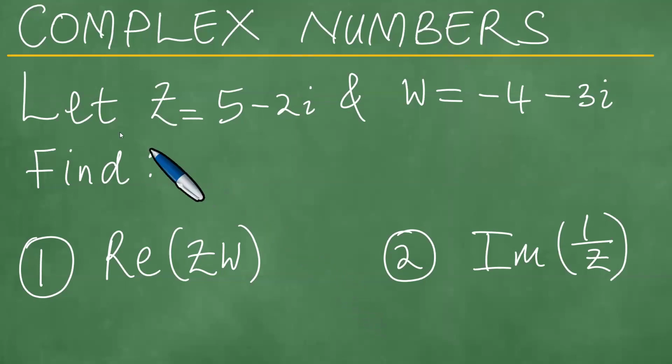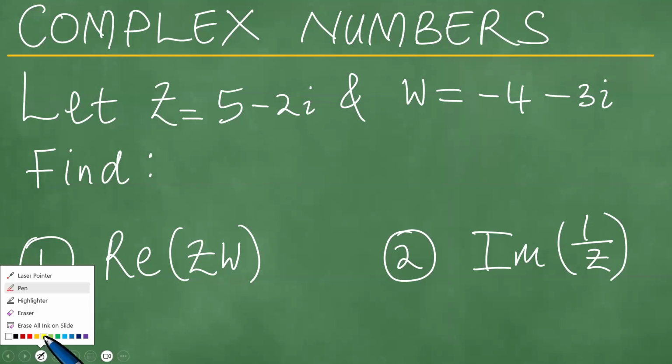Right, our discussion today focuses on complex numbers. In this case, we are saying let Z be 5 minus 2i and W be minus 4 minus 3i. We need to find the real part of the product of Z and W, but also the imaginary part of the multiplicative inverse of Z. Okay, so we look at the solutions to these particular questions.